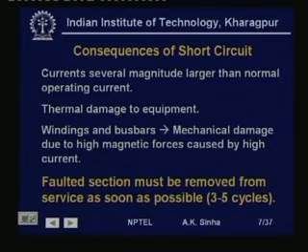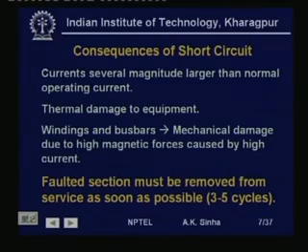The other reason is, especially on windings and bus bars, because of these heavy currents, mechanical damage can also occur, because heavy magnetic forces will be produced between the windings of the coil and the bus bar conductors. Therefore, the faulted section must be removed from service as soon as possible. As I said earlier, on an EHV system or high voltage system this is done within 3 to 5 cycles, that is within 60 to 100 milliseconds for a 50 hertz system.